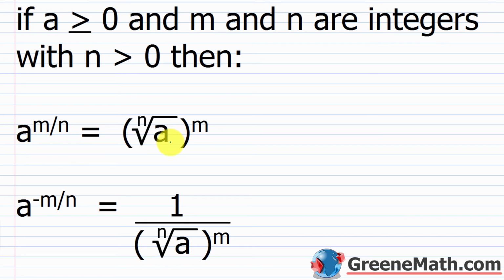If I was to write this as 9 to the power of 3/2, just like we just did, all I did was, 3 in this case is m. So 3 is going to go on the outside. n is 2 in this case, so it's going to be the square root of, right, that's my index. And the a in this case is just the radicand, it's 9. Okay, it's the same thing.